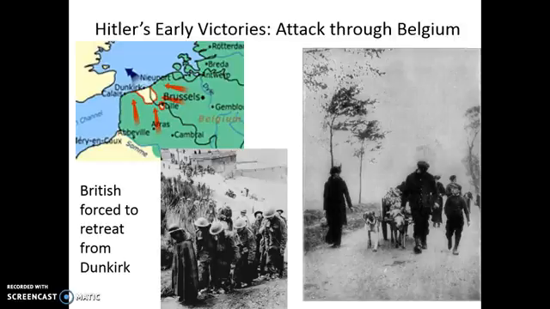Just like World War I, Germany invades through Belgium at the beginning of the war, and British forces that are trying to stop them there get humiliated and defeated and pushed all the way back to the sea, where they have to retreat and be rescued at Dunkirk.